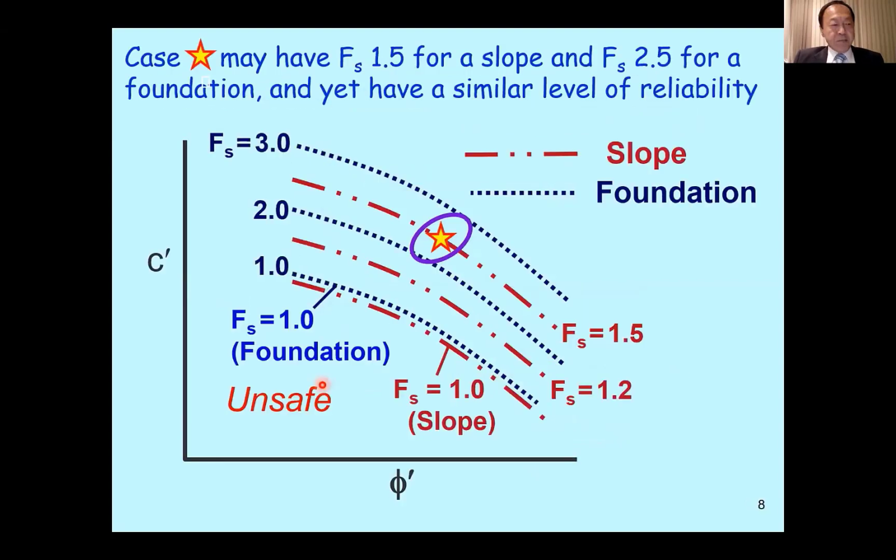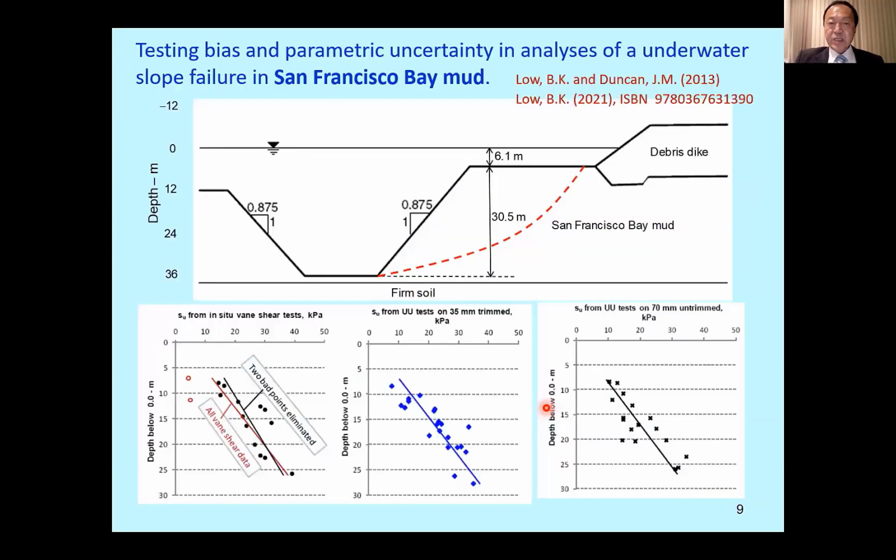Another example is you may have a case with factor of safety 1.5 for slope and 2.5 for foundation. Although the factors of safety 2.5 and 1.5 are different, they actually may denote the same reliability with respect to the mean value point to the limit state surface.